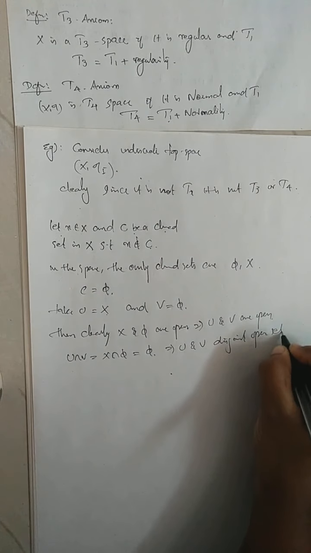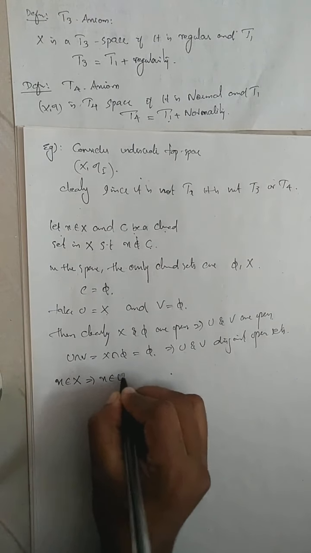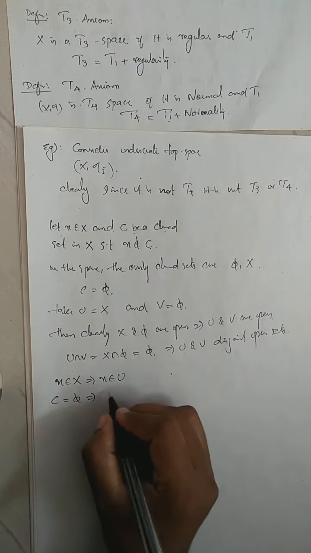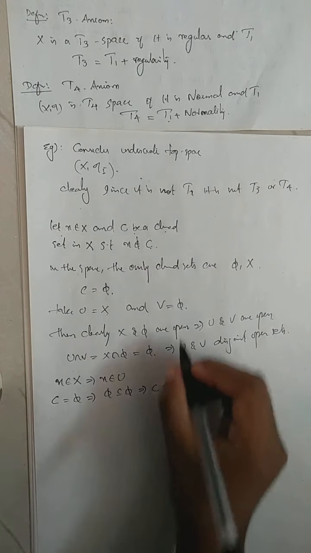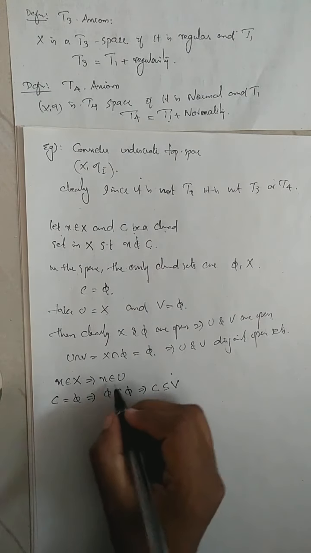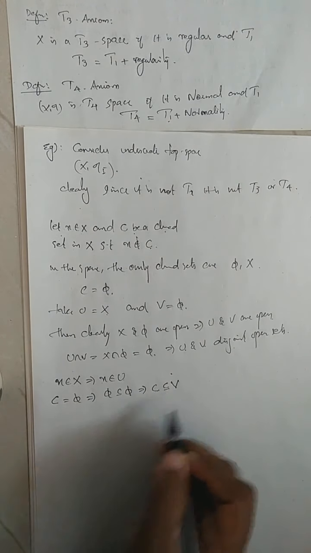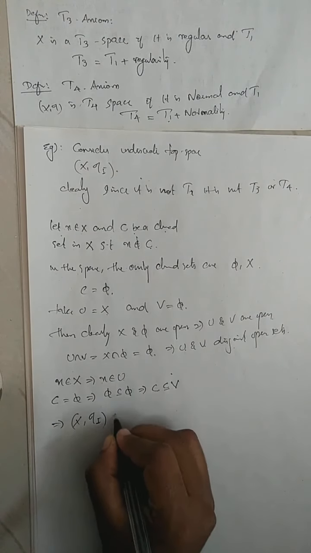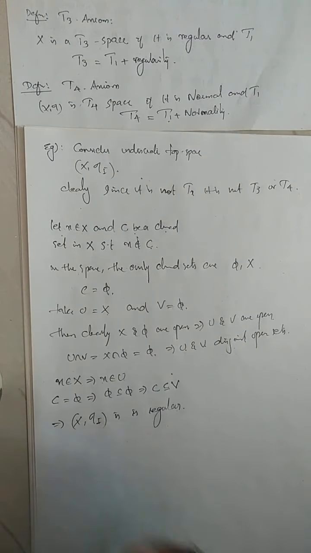Disjoint open sets. Now clearly x belongs to X implies x belongs to U, right? And C is equal to empty, so the empty set is contained in empty, that means C is contained in V. V is empty, C is empty. So you get two disjoint open sets U and V such that x belongs to U and C is contained in V, which implies the indiscrete topology is regular at x. Since x is arbitrary, it is regular at each of its points, therefore it is regular.